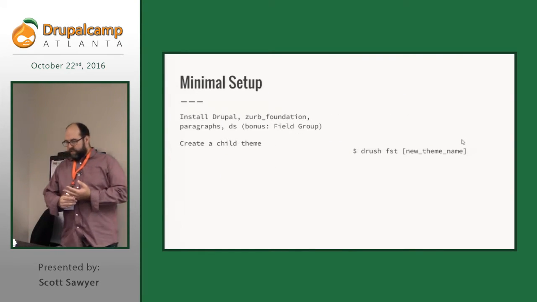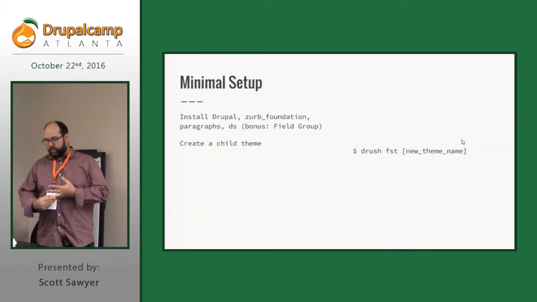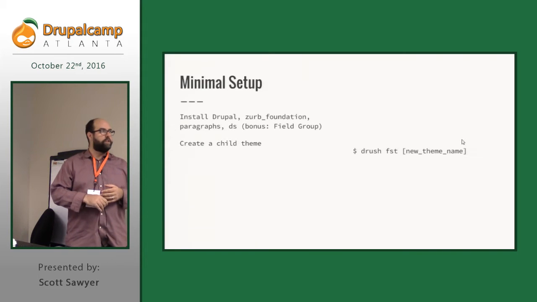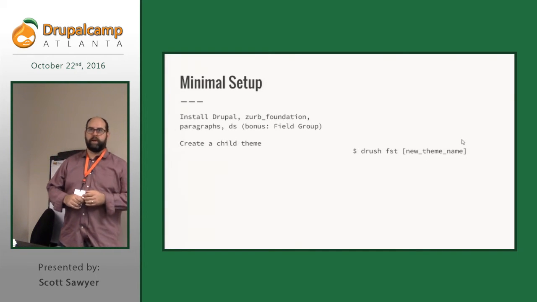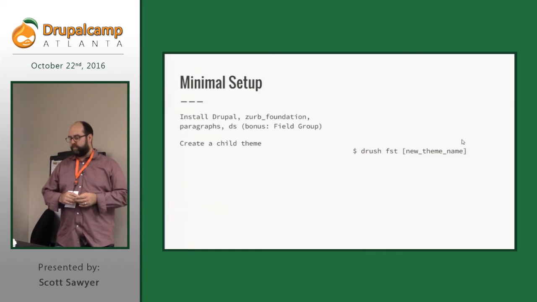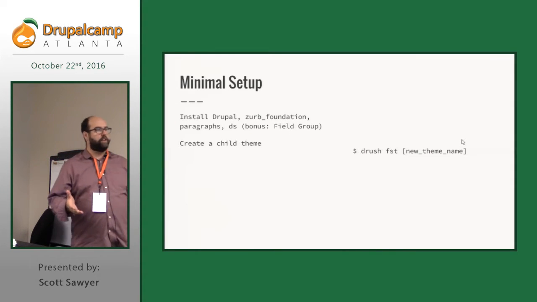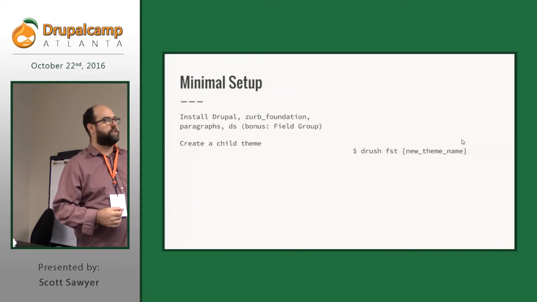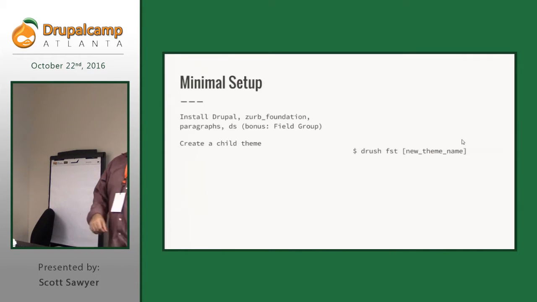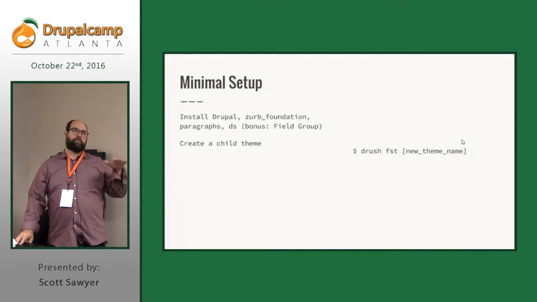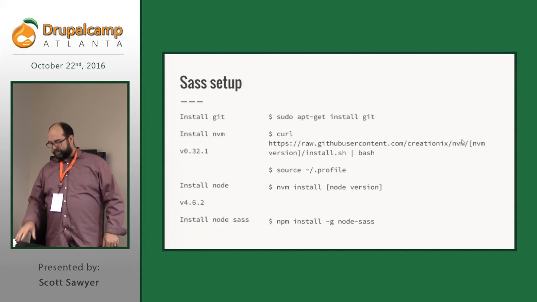Okay, so minimum setup. Install Drupal, Zurb Foundation, Paragraphs, Display Suite, and a bonus if you install Field Group, right? So this is a minimal kind of install. Create a child theme. If you've got Drush, it's super easy, drush fst, and then you type in a theme name, right? And it kind of goes through a little wizard where you fill in a few blanks.